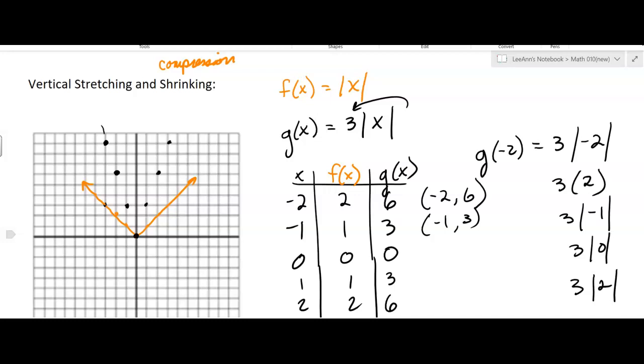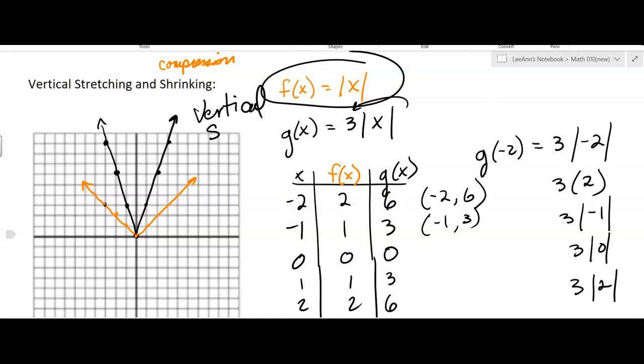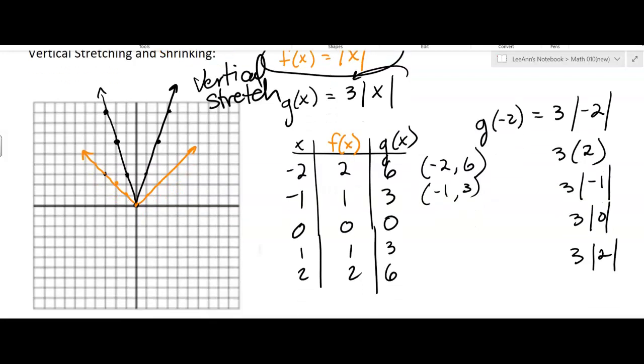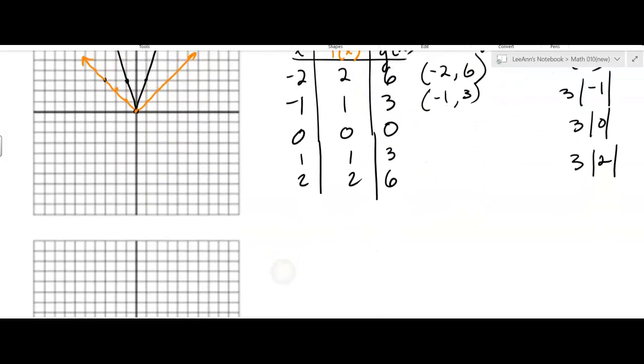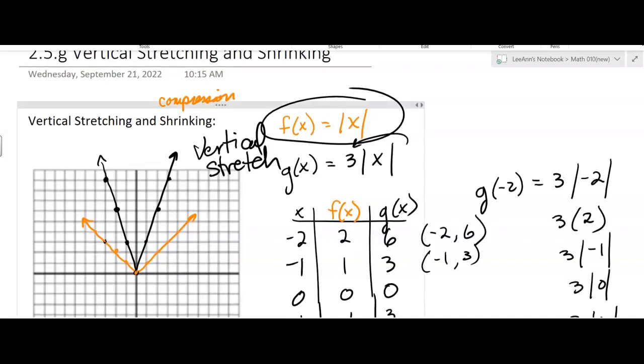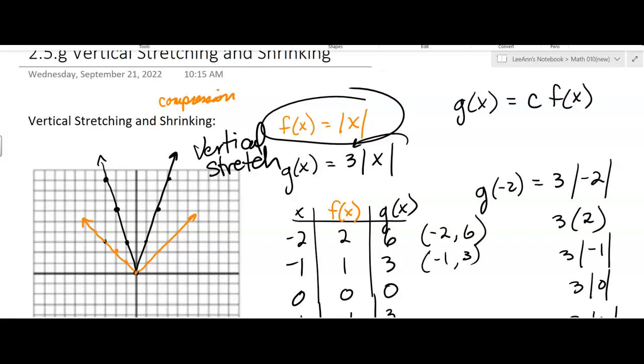So now we get this shape for the graph. So it's like you drew the absolute value function on Silly Putty and then you stretched it. This is called a vertical stretch. Okay? So a stretch occurs when you have g of x equals some constant times f of x. Okay? That's how it's represented.